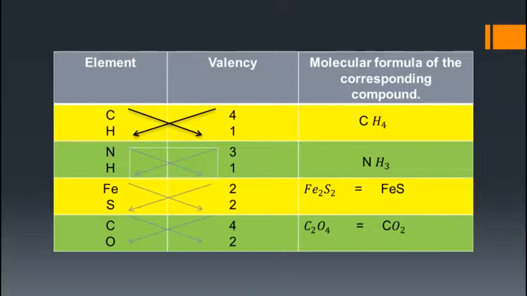Now for the next example, we have the constituent elements carbon and oxygen. The valencies of carbon and oxygen are 4 and 2. Just now we have seen this example in the cross multiplication method also. The valency of carbon is 4, oxygen is 2, so the molecular formula will be C2O4. After dividing it by 2 we get carbon dioxide, that is CO2.